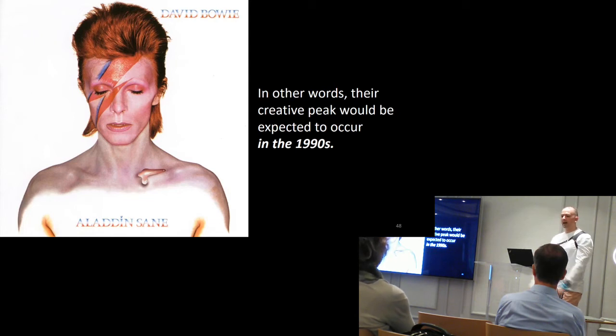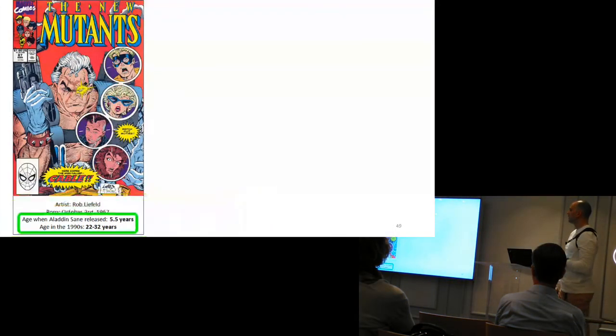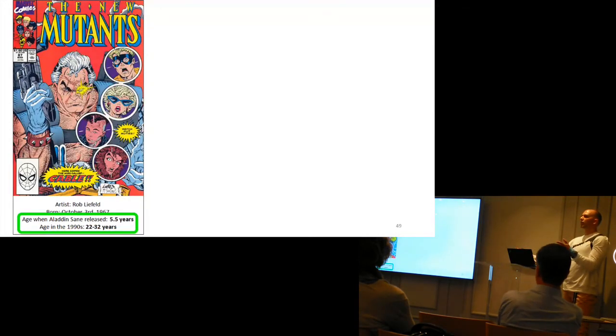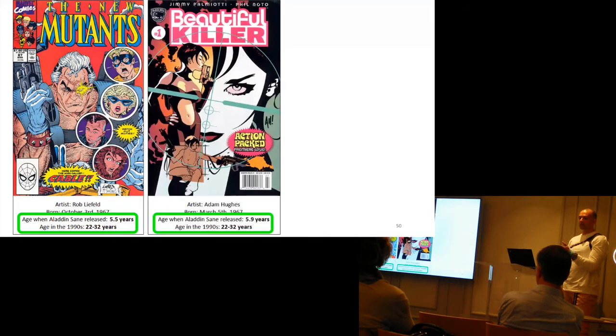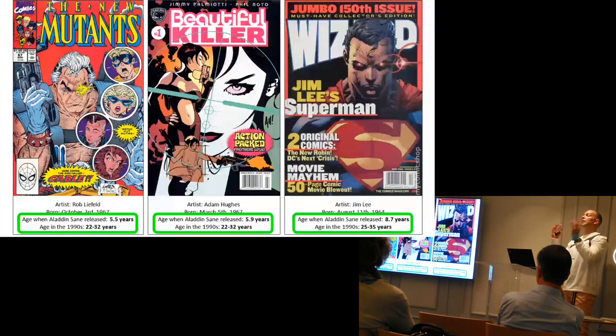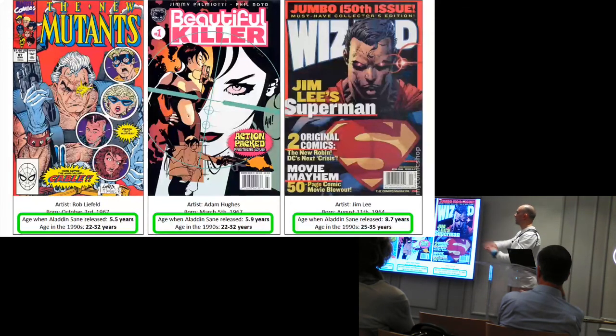And when we take a look at the top artists of the 90s, we've got Rob Liefeld, 6 years old when the album came out, 20 to 30 when the 90s hit. We've got Adam Hughes, 20 to 30 when the 90s hit. We've got Jim Lee, who is an absolute giant, 25 to 35 when the 90s hit. So again, in the right development stage when Aladdin Sane was released, hitting their peak creative output in the 90s, and these are all very stereotypical images that you would see in 90s comic books.